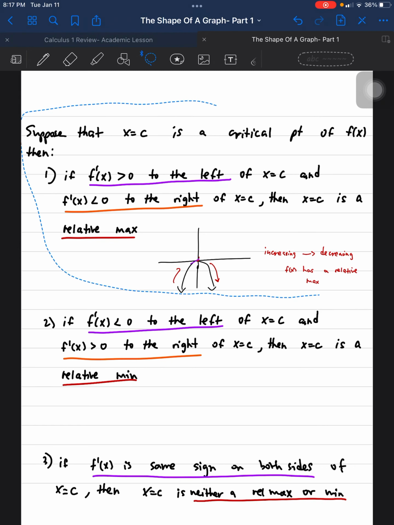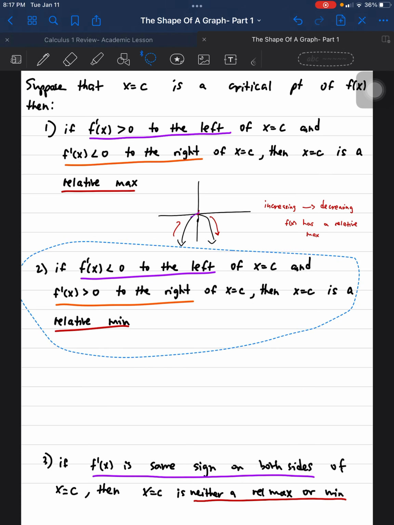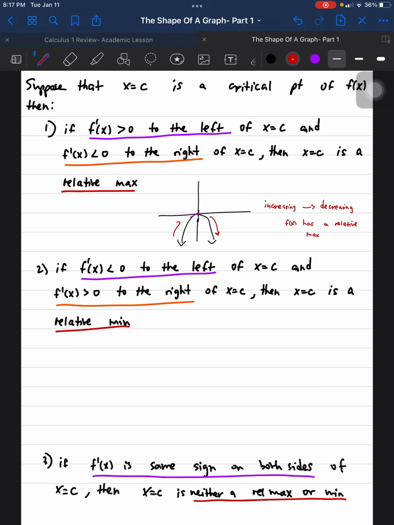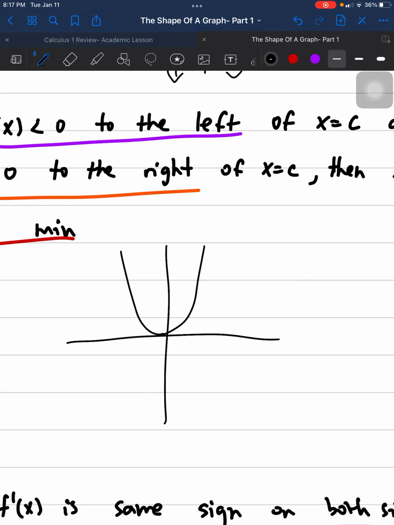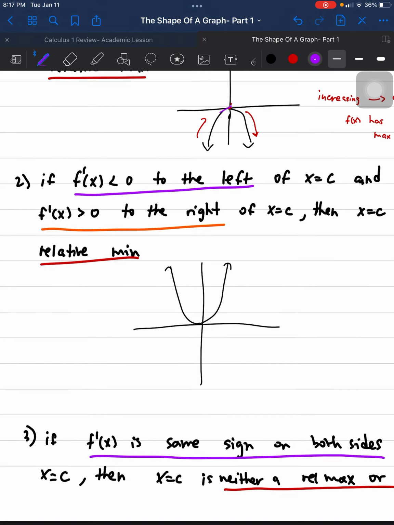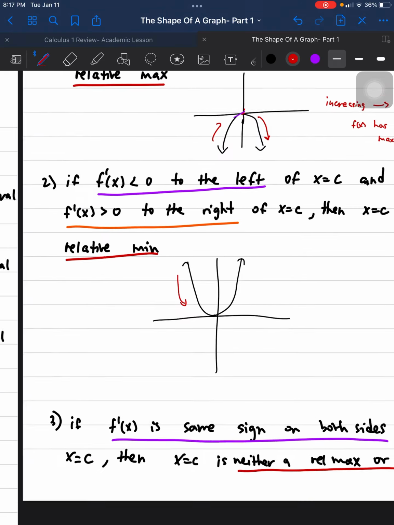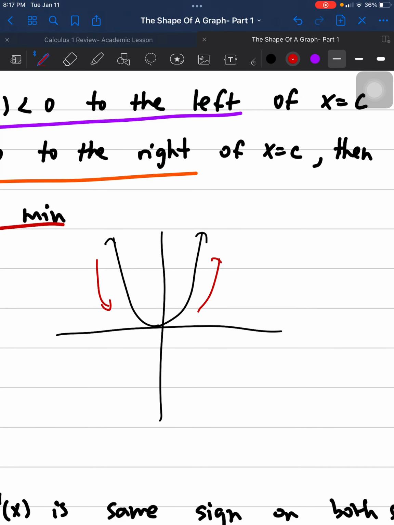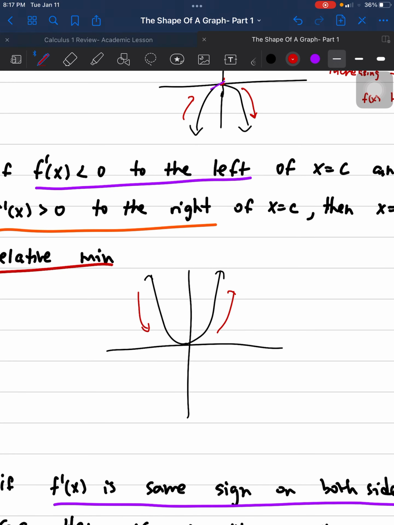So now, let's do the same thing for the second statement, but let's use a different graph. Let's use a regular parabola. You see that on the left side, this function is actually decreasing, and on the right side, this function is increasing.